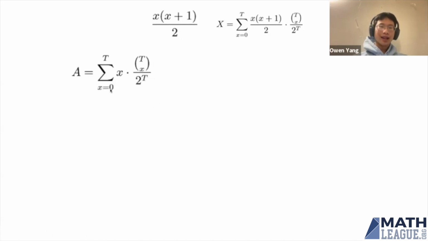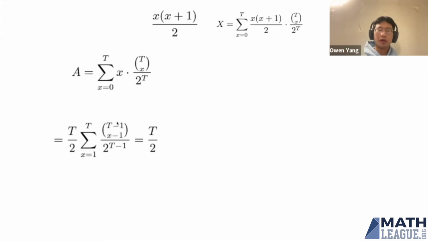And since when X equals 0, this inside term is just 0, we can actually start the summation from X equals 1 and the value does not change. And actually, when we divide out everything, we can rewrite the inside as another binomial coefficient. And then the outside will be T over 2. And the reason I pulled out this 2 is because if you look at this sum now, this is actually just equal to 1 because it's just adding up the total number of ways to flip, for example, T minus 1 heads, or if you know binomial coefficient sum identities, that would also tell you that this sum is actually equal to 1. So A is actually just equal to T over 2.